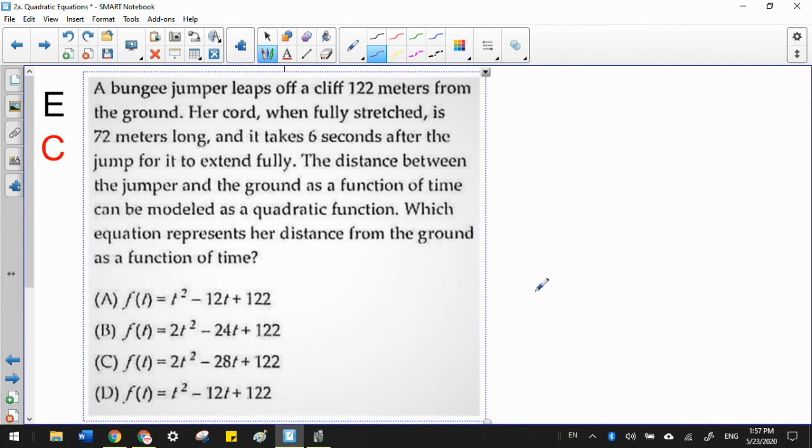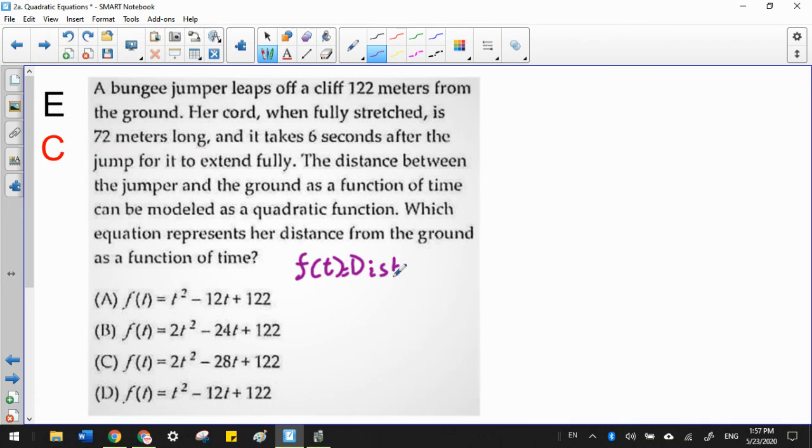So our last problem is E. We have a giant word problem, and we want to figure out which one of these equations matches with the situation. We know that's the case because we read the question first. Which equation represents your distance from the ground as a function of time? So we're trying to write a function of time based on distance. That gives us the distance from ground.